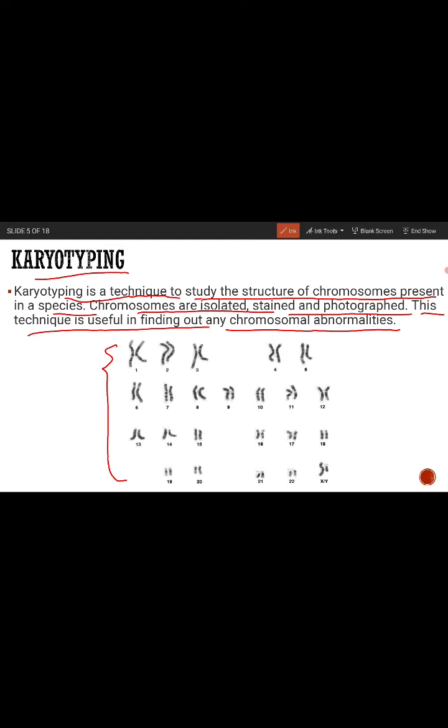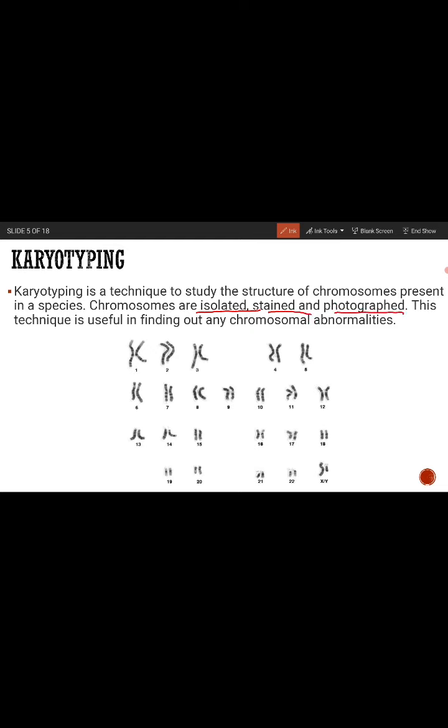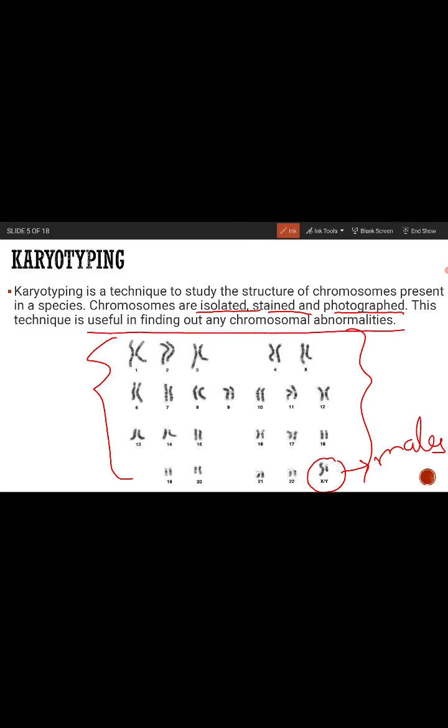So here you can see what has been done is that the chromosomes have been isolated from the cell, from its nucleus, then they have been stained, and then they have been photographed. So you can see all the different kinds of chromosomes in humans. Okay, so you can see this is a male because it has XY. So this is a male karyotype, and it is useful in finding out chromosomal abnormalities.